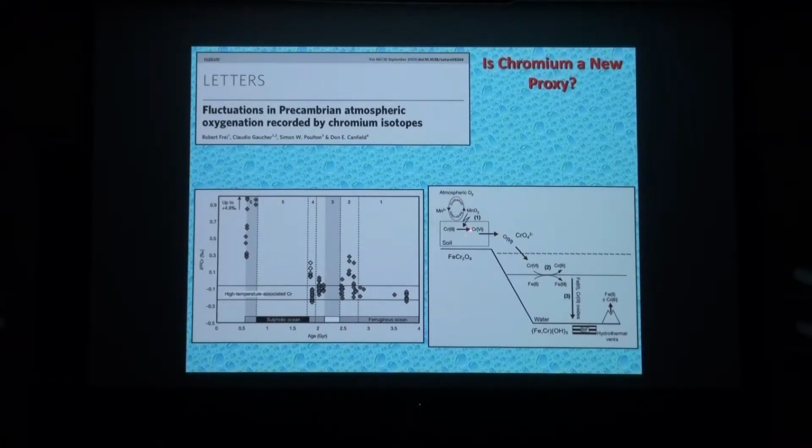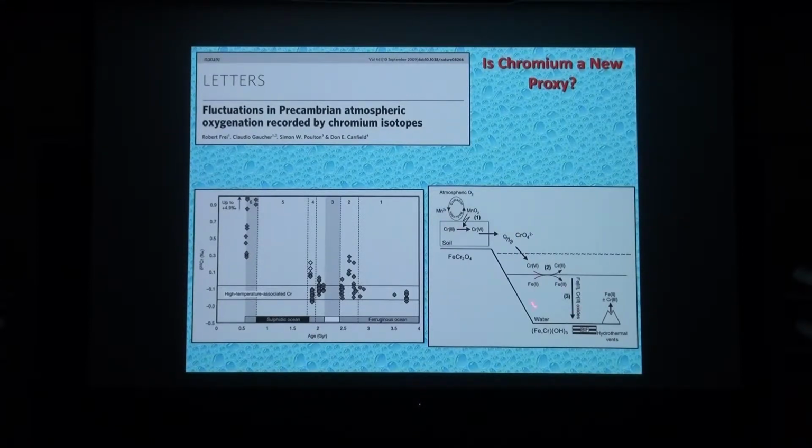But O2 doesn't do that reaction directly. In fact, O2 goes through this intermediate phase of oxidizing manganese 2 to manganese 4. Manganese 4 then reacts with chromium 3 to produce chromium 6. That step is an oxidative mechanism, has a positive fractionation all the way up to plus 7. So that positively fractionated chromate then hits the seawater.